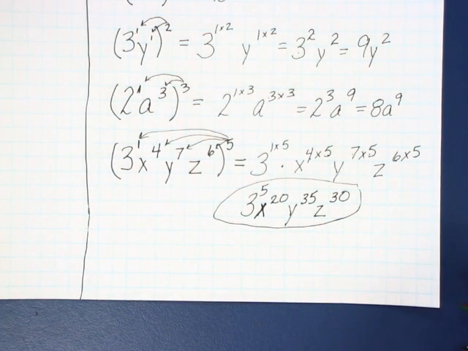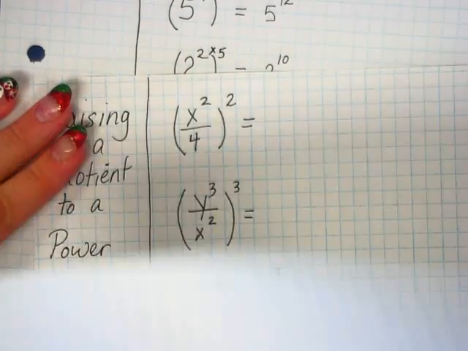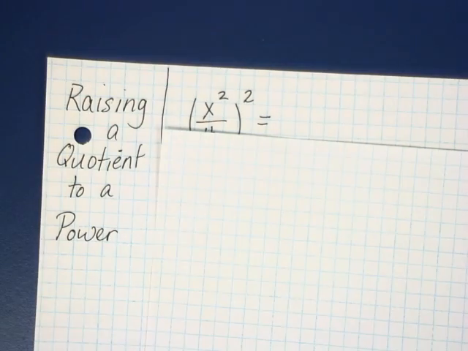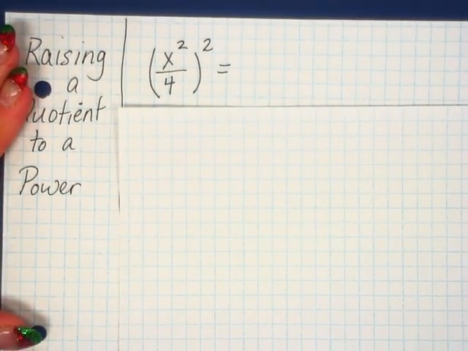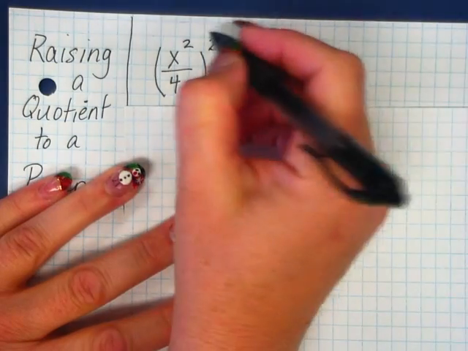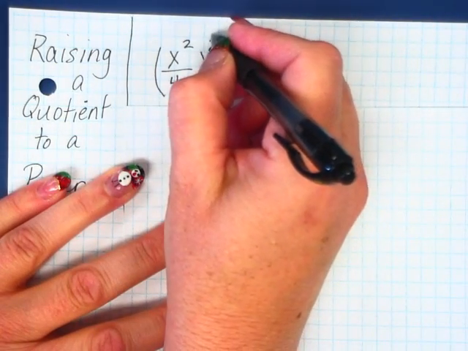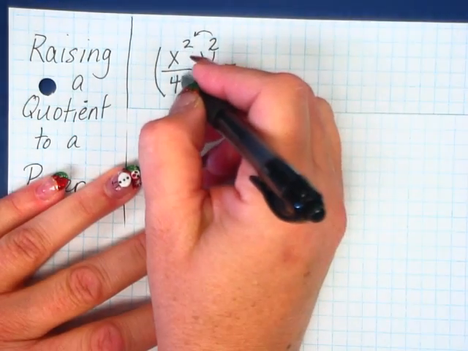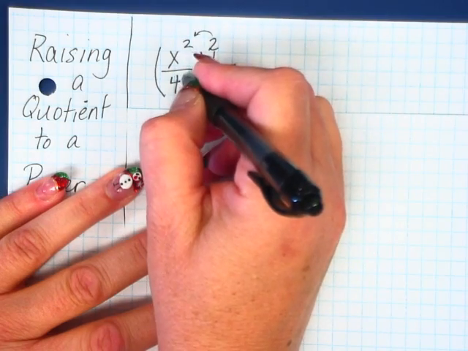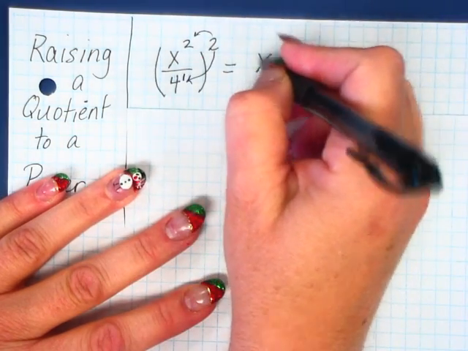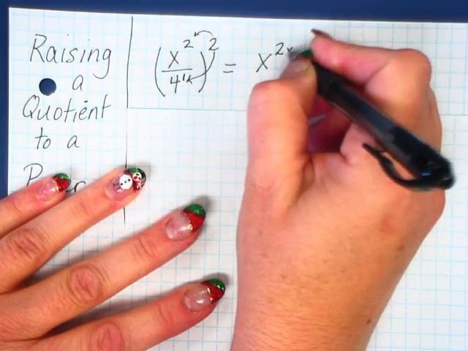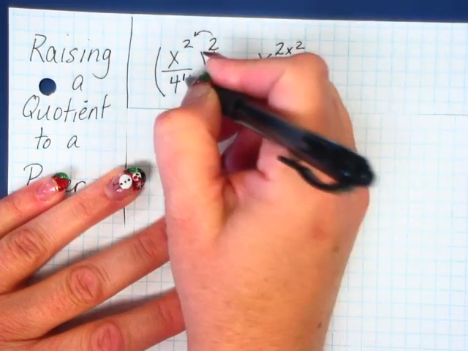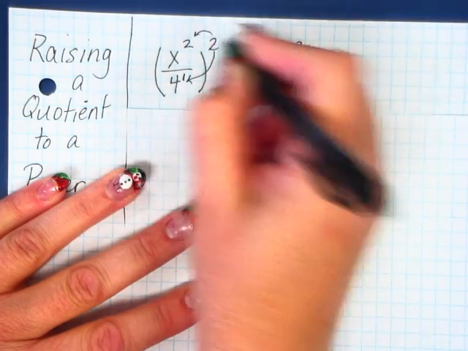All right, so now we did raising a power to a power. Now we're going to do raising a quotient to a power. So let me move this out of the way. All right. Now, very similar. I'm still going to be distributing that 2 to everything. So this 2 goes here and this 2 goes here. And it's still multiplying. So even though there's no exponent that we see, it's there. So it's x to the 2nd power times 2 over 4 to the 1st power times 2.